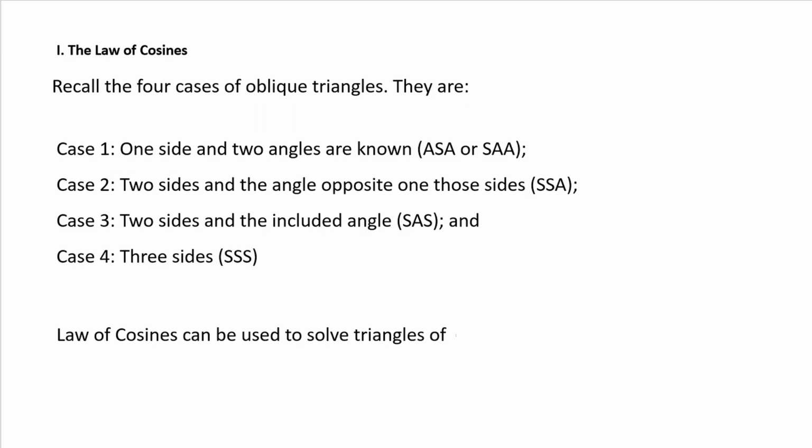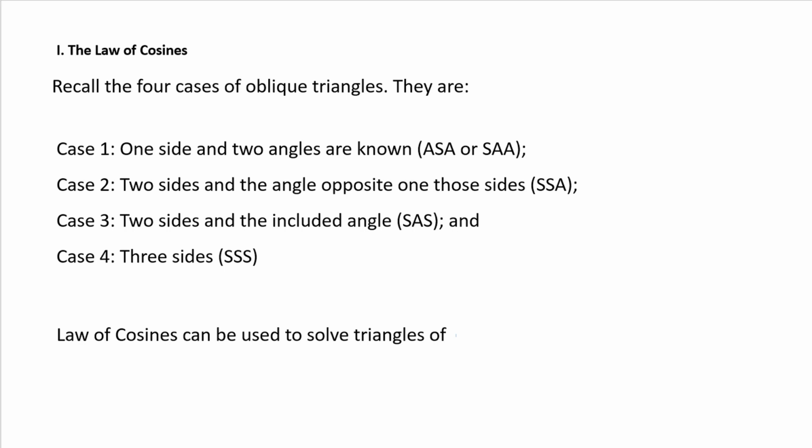Roman numeral 1. The law of cosines. Recall the 4 cases of oblique triangles. They are: Case 1. One side and 2 angles are known, otherwise known as ASA or SAA. Case 2. 2 sides and the angle opposite one of those sides, known as SSA. Case 3. 2 sides and the included angle, SAS. And Case 4. 3 sides, side, side, side.